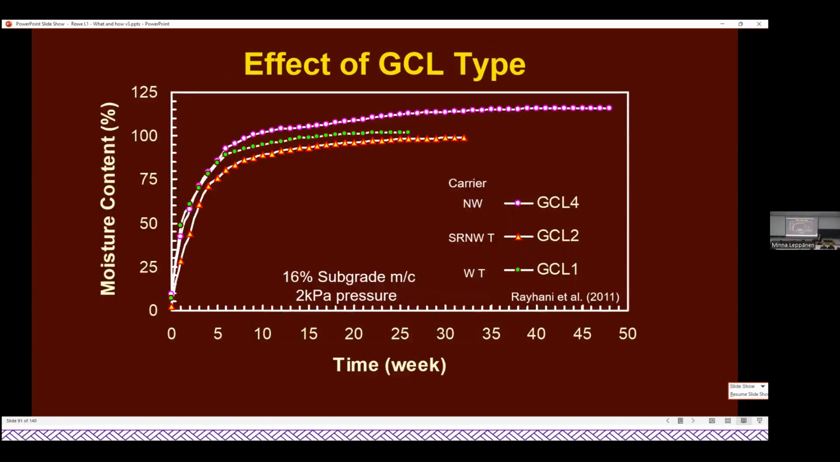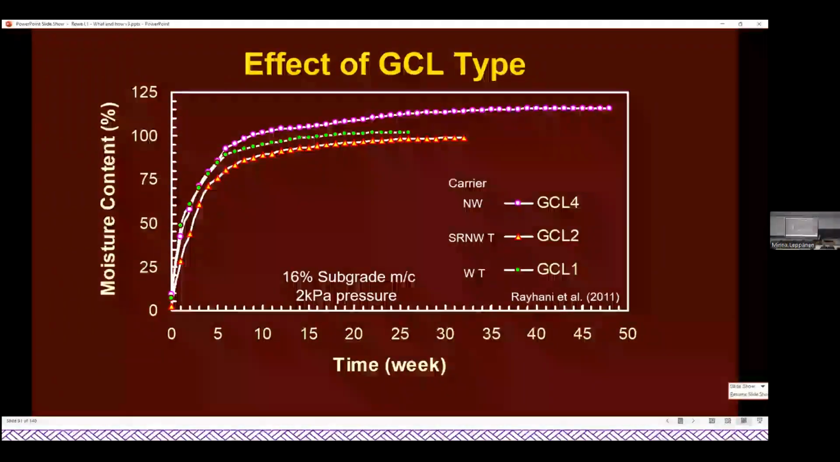Let's put it on a subgrade with 16% water content. We take 3 of those GCLs, and we plot moisture versus time. And you can see they've hydrated to about 100 to 120% gravimetric. Well, if we look at that, you can say GCL4 is the most hydrated. It's got the highest water content. And GCL2's got the lowest. But it actually isn't the water content that matters.